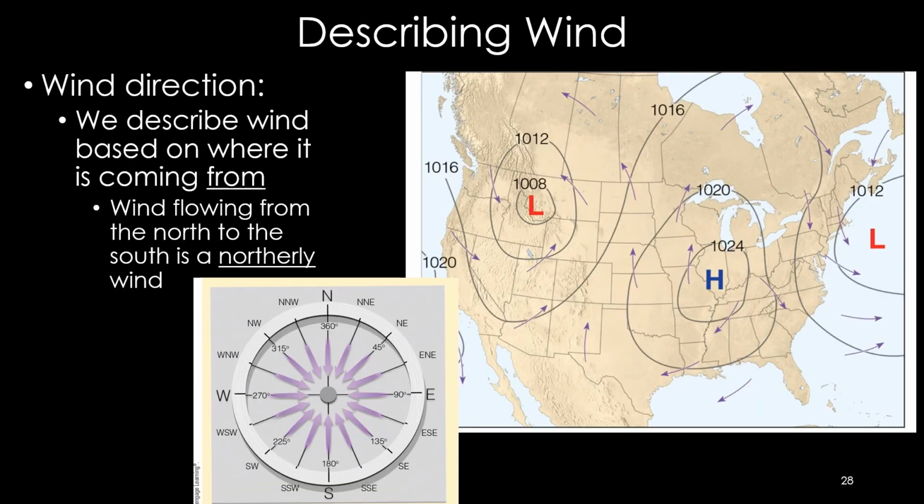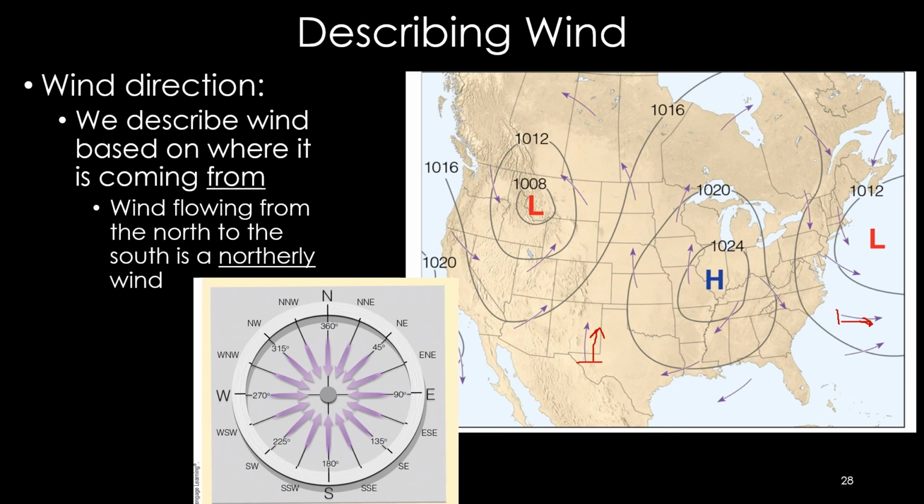We describe wind based on where it's coming from. So wind flowing from the north to the south is a northerly wind. If we look at this upper air map over on the right here, we can look at this arrow here. It's coming from the south and it's heading to the north, thus we'd call it a southerly wind. This arrow over here is coming from the west going to the east, so we'd call it a westerly wind.